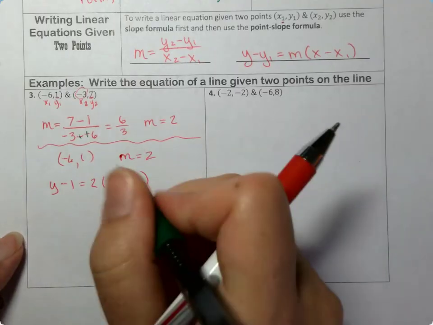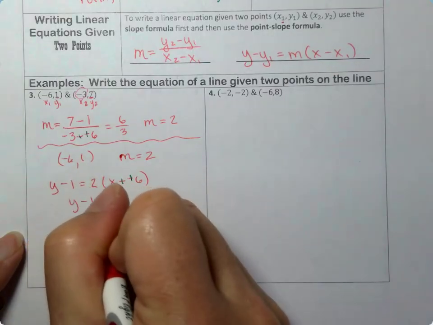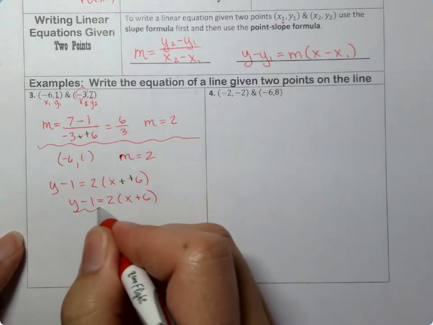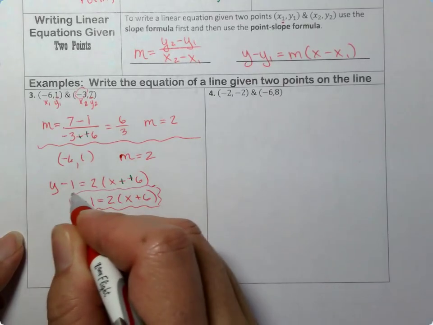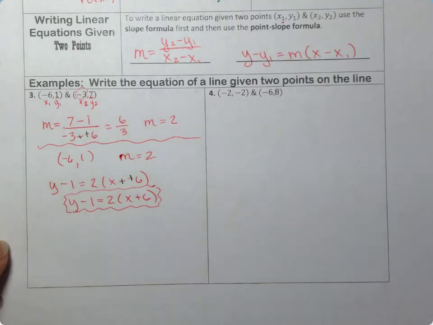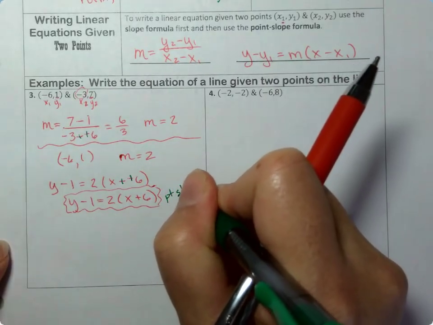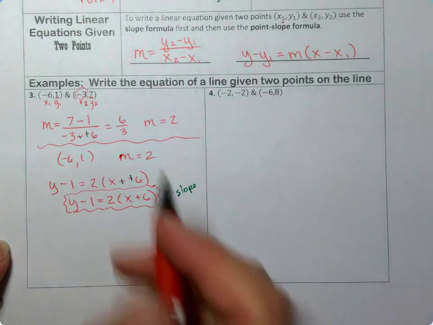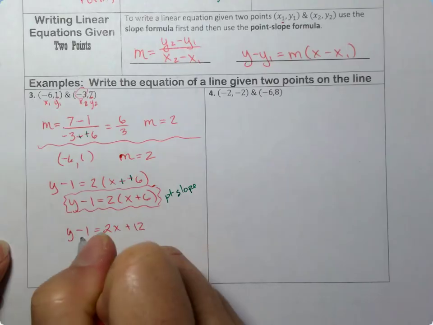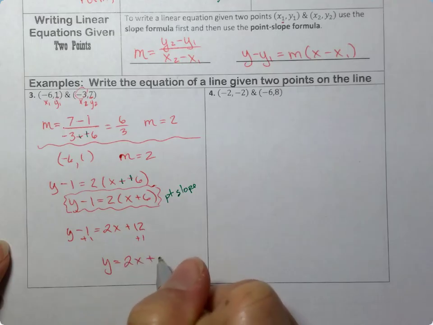Now, if I asked you for the equation written in point slope form, you would have y minus 1 equals 2 times x plus 6. There is your point slope form. But we want to take a minute and we want to solve this for y equals mx plus b. So again, point slope. Simplest point slope form. And then distribute that 2. And then add the 1. And we have gotten y equals 2x plus 13.